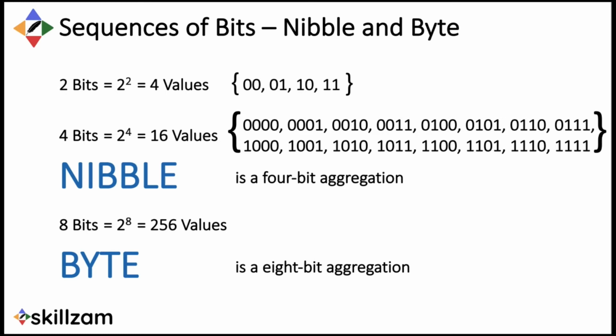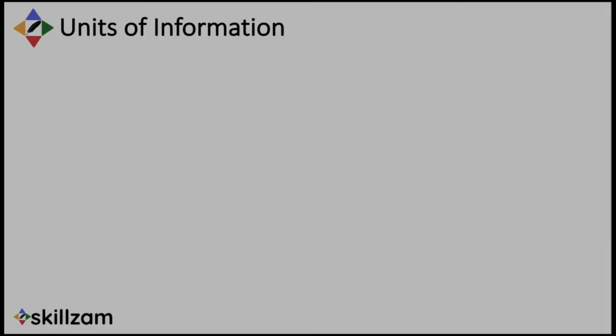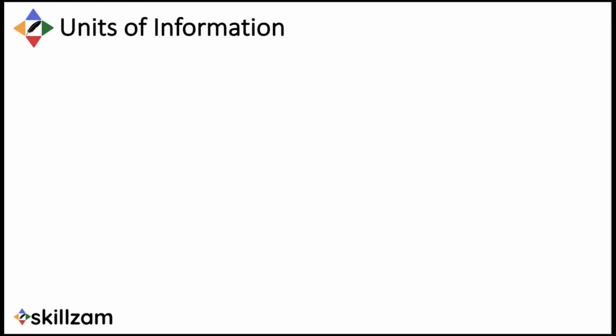The sequence 1000011 could represent 67 in a calculator application, while it can also be representing the character C in a text file. Units of information. 1 nibble is equal to 4 bits. 1 byte is equal to 8 bits, which in turn is equal to 2 nibbles.